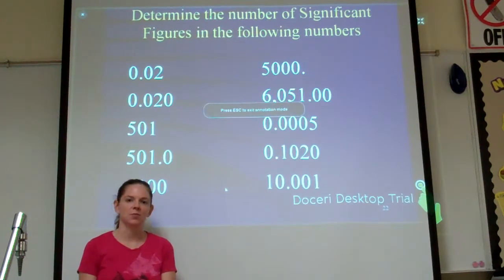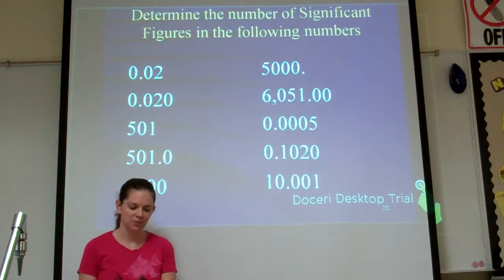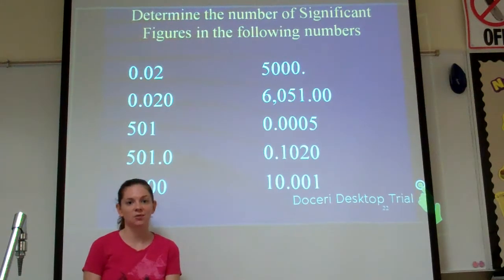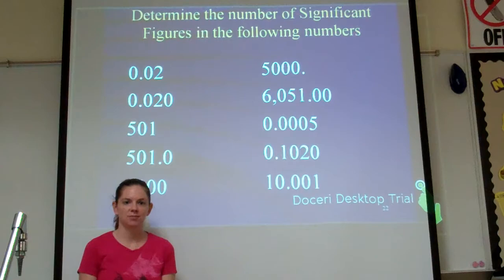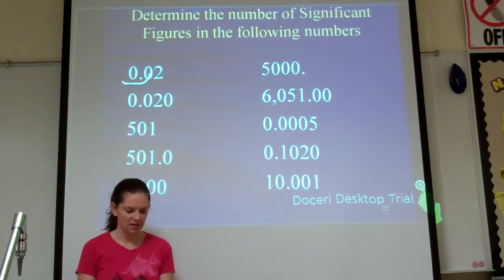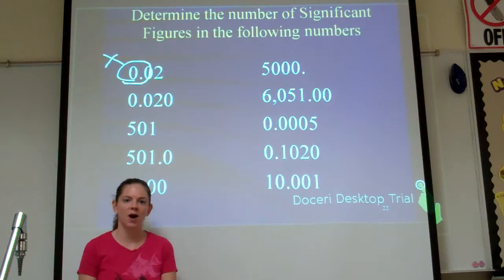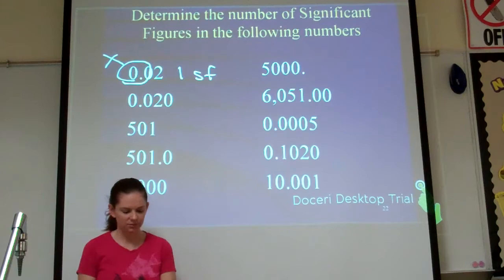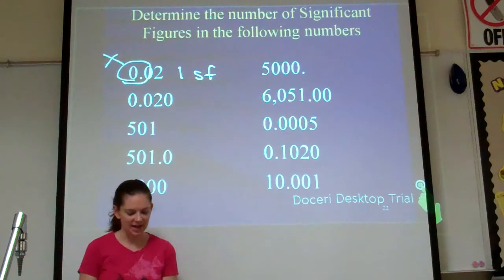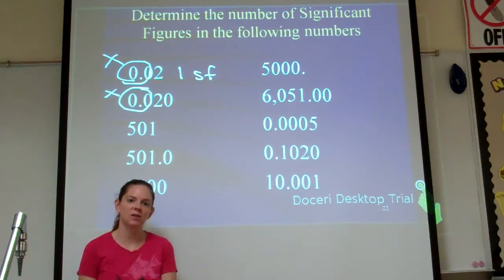Here we have several numbers, and let's determine the number of significant figures. For our first one, 0.02, we look and see there are zeros. They are what we call leading zeros. They do not count. They're just holding a spot. So this one only has 1 significant figure. 0.020 has 2 types of zeros in it. Again, we see our leading zeros. Those ones do not count. But we have a trailing zero. And the trailing zero will count because there's a decimal point in the number. So it has 1, 2 significant figures.